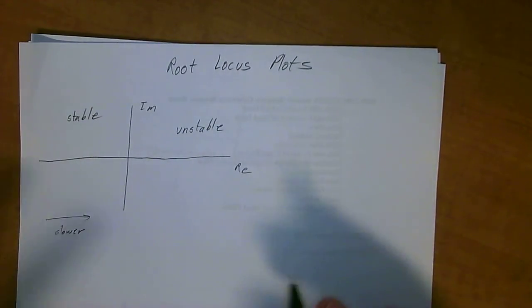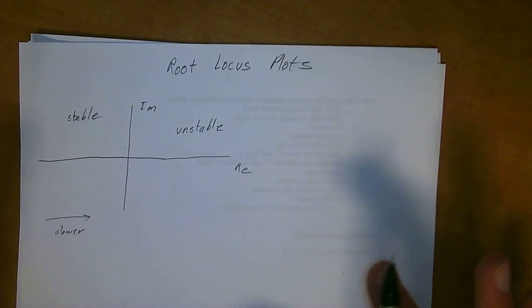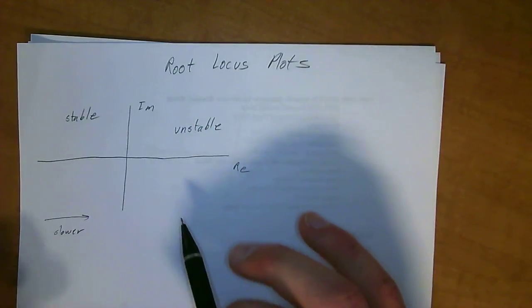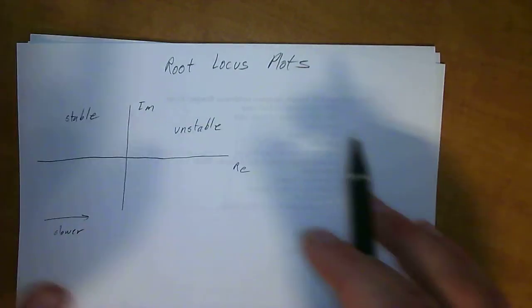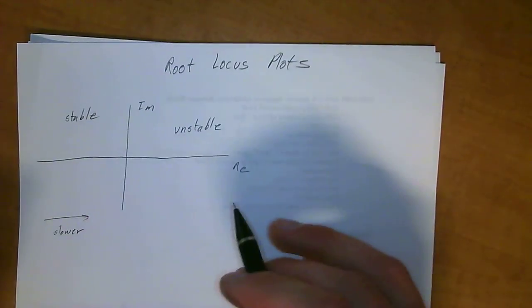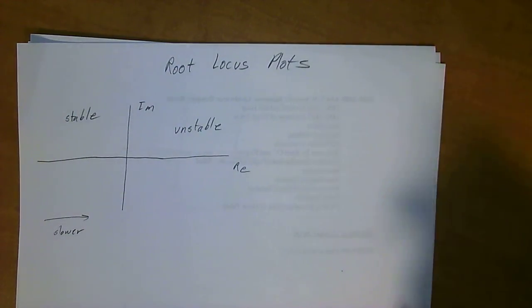Today I'm going to be going over root locus plots. It's going to be a very conceptual kind of lecture. I'm just going to go over the basic plots and the rules of how you can read them and what you can see from them. So just basic rules, not really any math at all, just graphical stuff.